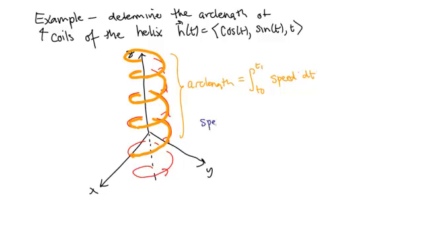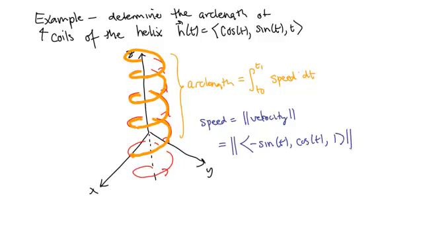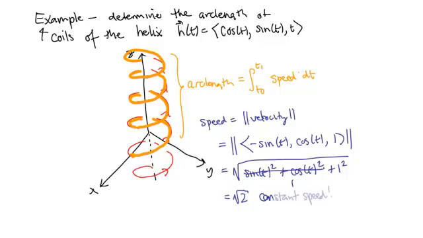To get started, remember that speed is nothing more than the magnitude of velocity. So it's going to be the magnitude of the vector we get by differentiating h. So negative sine of t, cosine of t, 1. So the magnitude of this vector is going to be the square root of sine of t quantity squared plus cosine of t quantity squared plus 1 squared. Well, since sine squared plus cosine squared is 1, this gets me the square root of 2. So apparently, this standard helix moves with a constant speed. So I've got this part taken care of. We're going to integrate the function square root 2 dt.